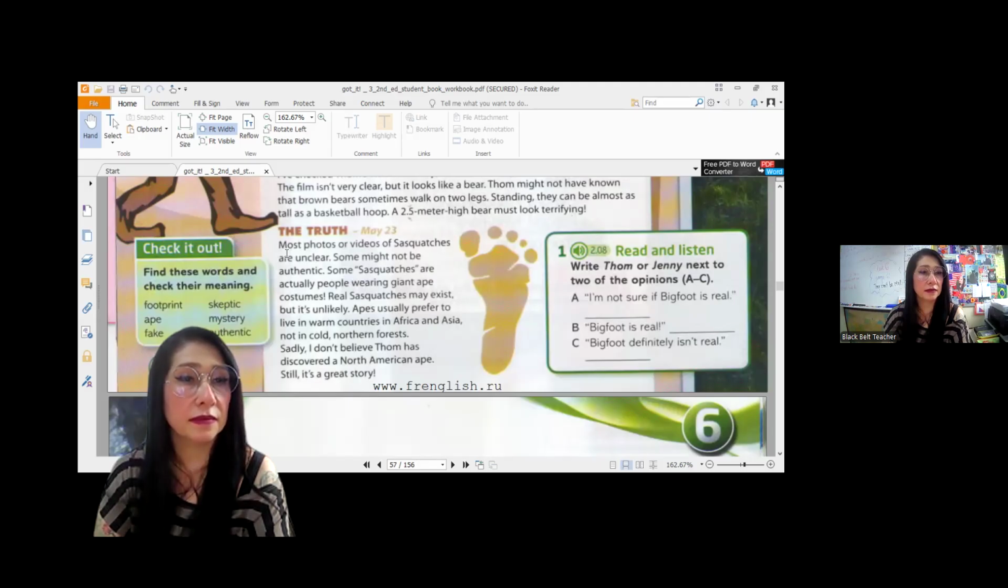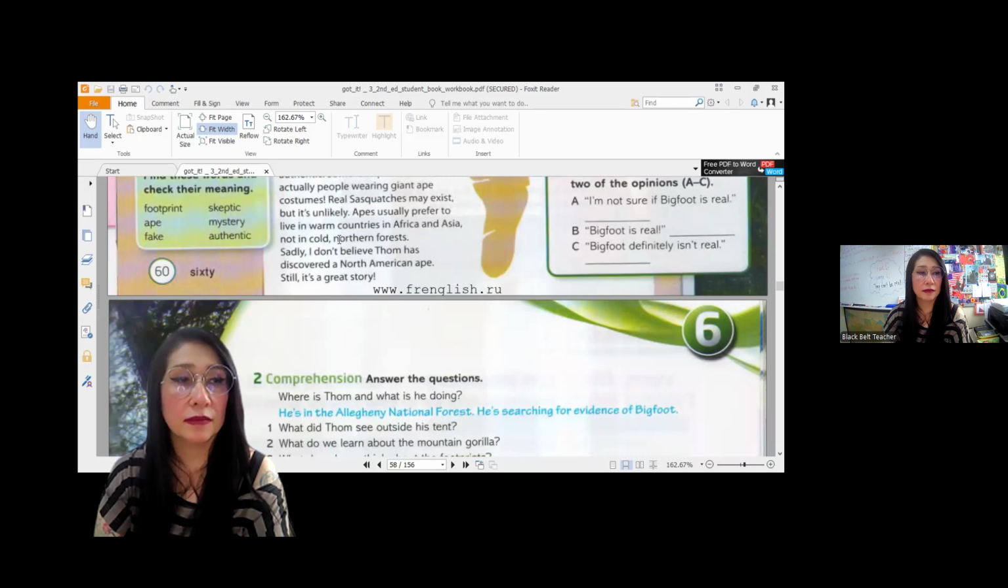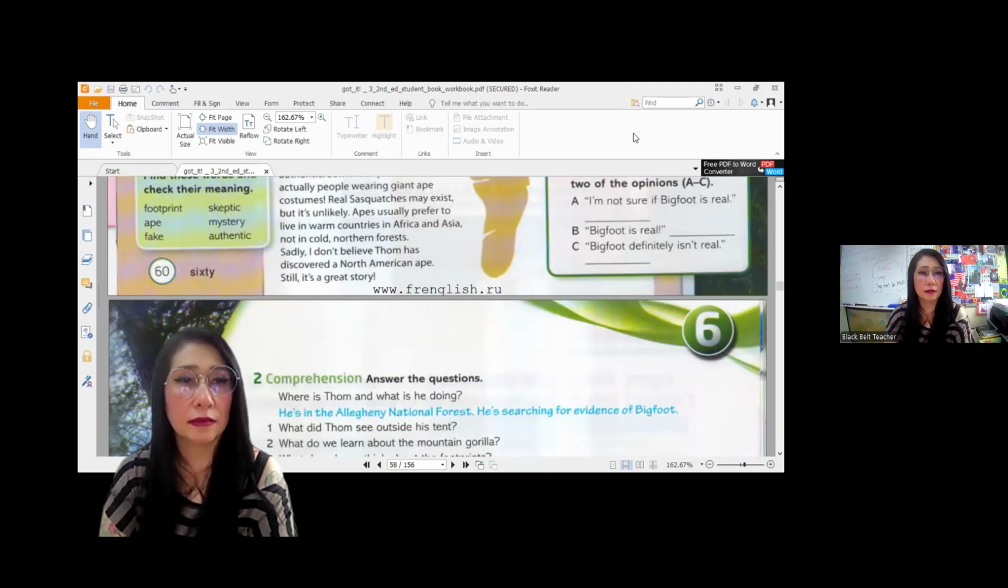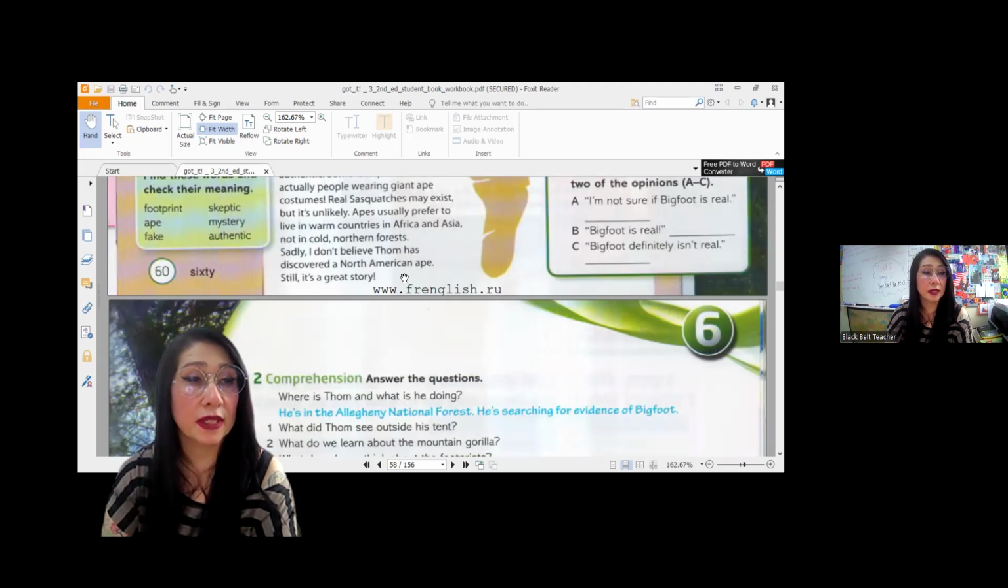The truth, May 23rd. Most photos or videos of Sasquatches are unclear. Some might not be authentic. Some Sasquatches are actually people wearing giant ape costumes. Real Sasquatches may exist, but it's unlikely. Apes usually prefer to live in warm countries in Africa and Asia, not in cold northern forests. Sadly, I don't believe Tom has discovered a North American ape. Still, it's a great story.